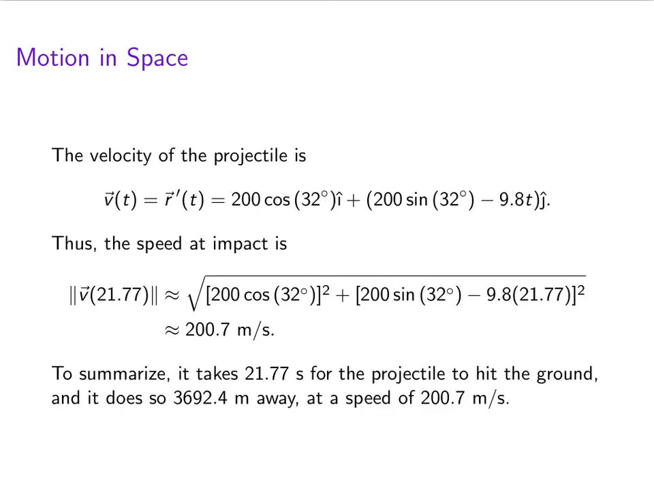Let's summarize our results. It takes 21.77 seconds for the projectile to hit the ground. It does so 3,692.4 meters away, and it will impact at a speed of 200.7 meters per second. Make sure that we've got a distinction between speed and velocity.